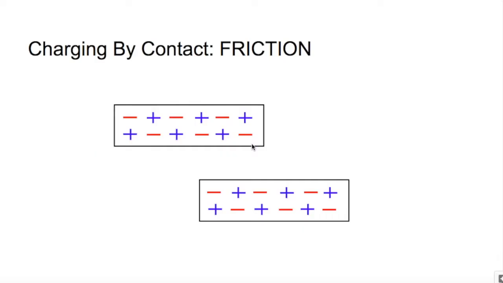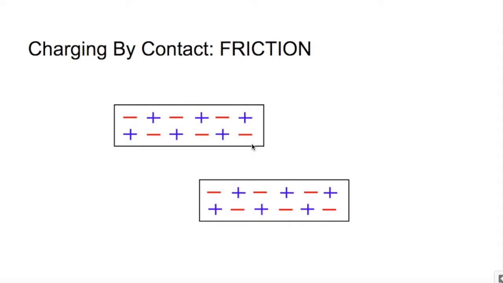STEM Science. All right, everybody, let's take a look at one type of creating a static charge, and this is called charging by contact. And there's two types. The first one is charging by contact through the use of friction. And this is a quick overview, again to help illustrate the notes that we covered during class.